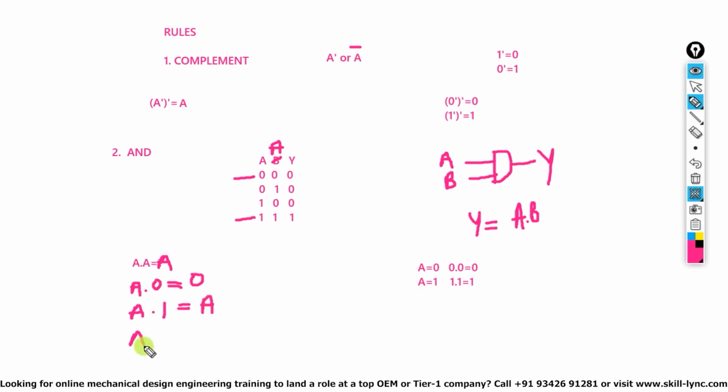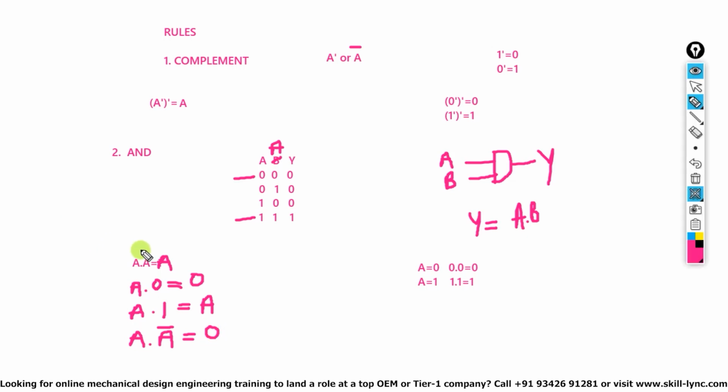Now you have to find A dot A bar. Let's assume A is 0. If A is 0, it means A bar is 1. So 0 into 1 is 0. Let's assume A is 1. Now A bar is 0. 1 into 0 is 0. Whatsoever the value is, you are always getting 0. So you will write here 0.